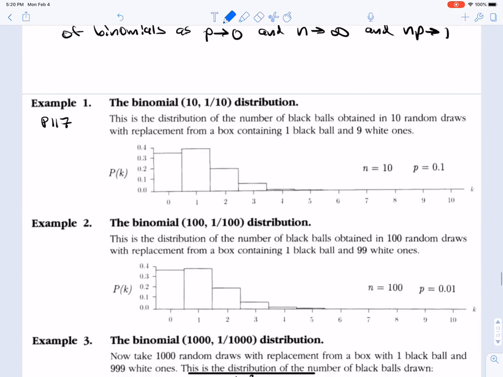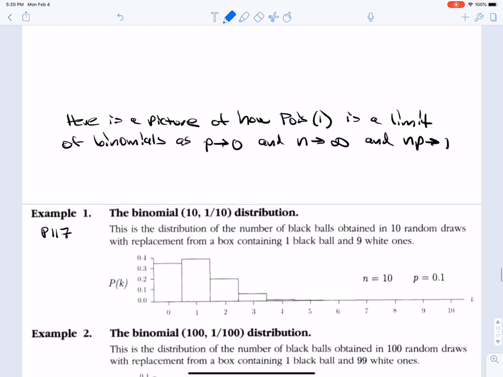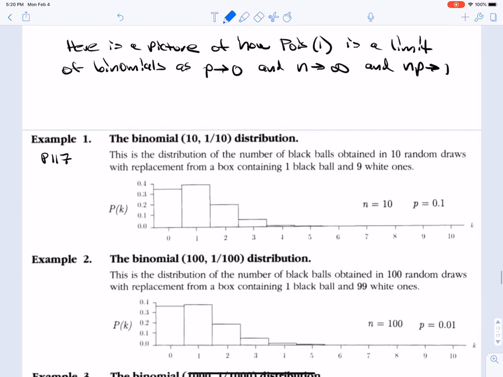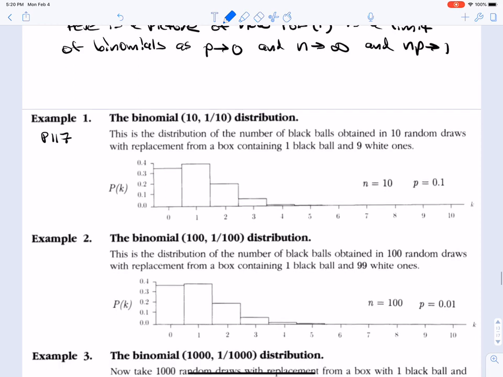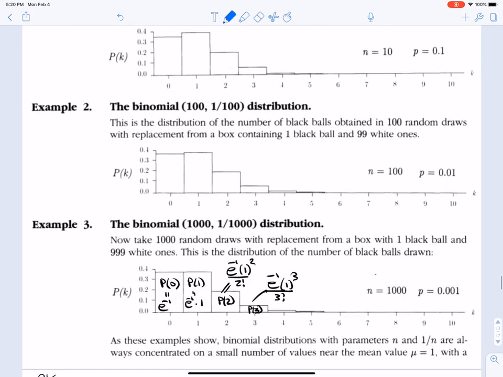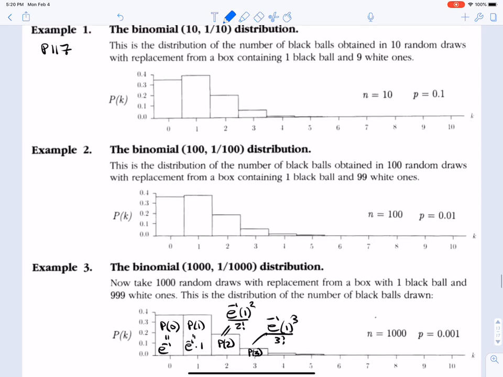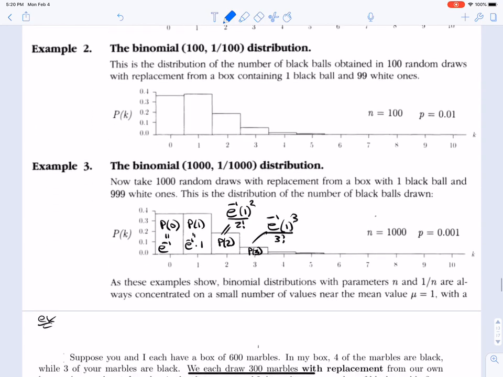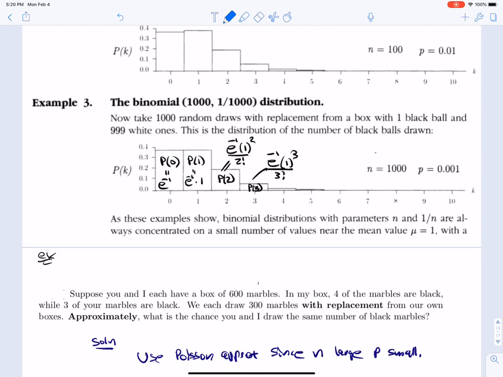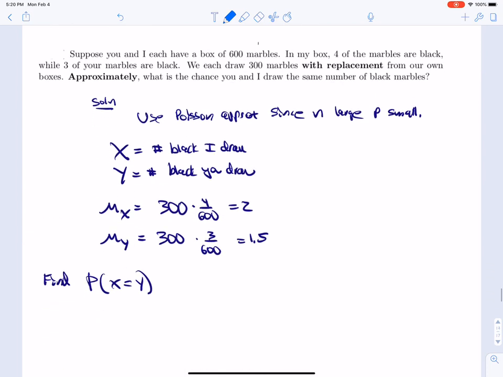So here's a picture of Poisson 1 as a limit of binomials as p goes to 0 and n goes to infinity and np goes to 1. So you can see it's getting closer and closer. You have 10 times 1 over 10, 100 times 1 over 100, 1,000 times 1 over 1,000, and you can see also the distributions approximate the bottom one.